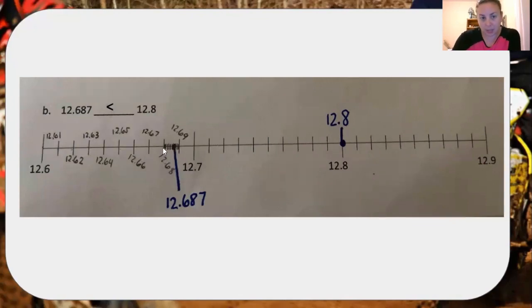And then in that space we made very teeny tiny little lines to break it up into tens. And then we found the 7th line and labeled it 12 and 687 thousandths. And then down here, already labeled for us, was 12 and 8/10. So that one was a little bit easier. We can see that this number is larger because it's farther down on the number line.